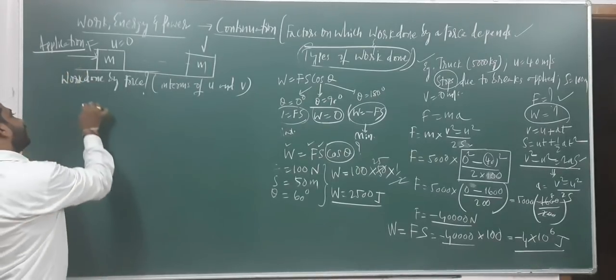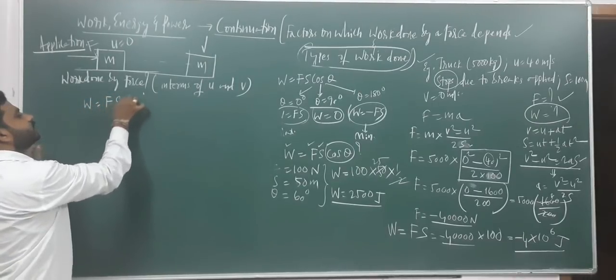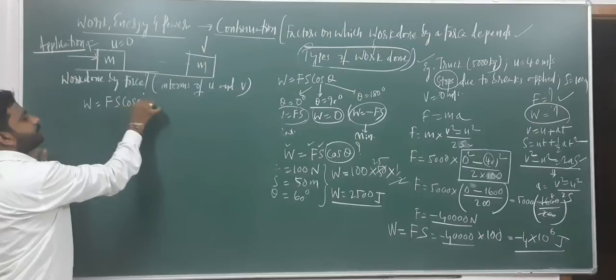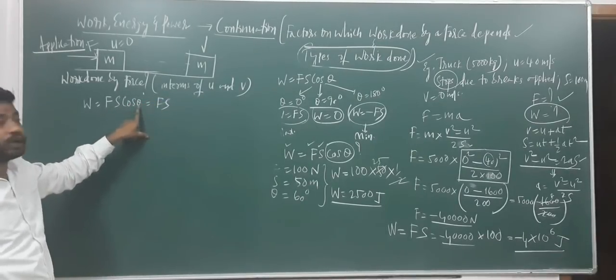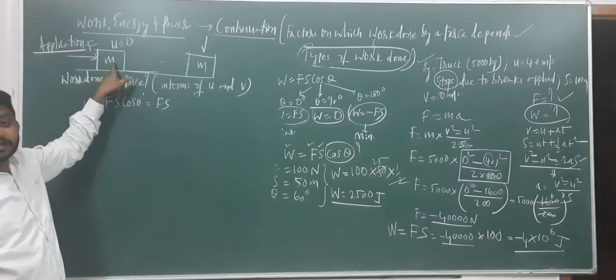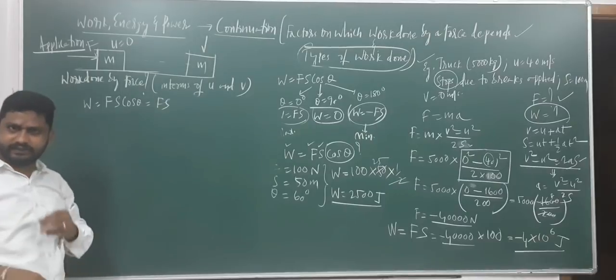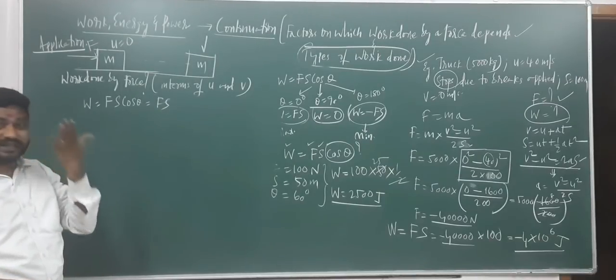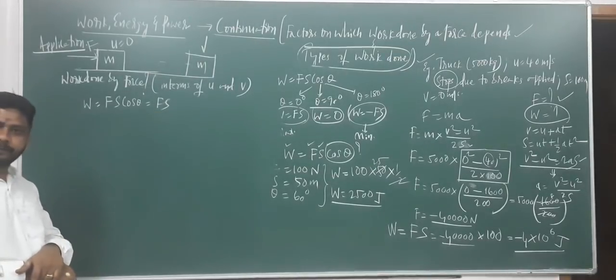So interesting. Let's start. The basic concept is work done by the force is equal to F into S into cos theta. Here F into S, because cos theta is what? Theta value will be 0 because force is in this direction, the body is moving in this direction. Cos 0 degrees is 1. That's why I wrote F into S.